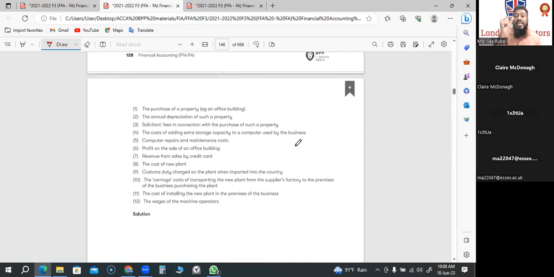Let's see some capital and revenue expenditure. You just write C or R. C means capital, R means revenue. First one, purchase of property, capital or revenue? Come on, write it to me.